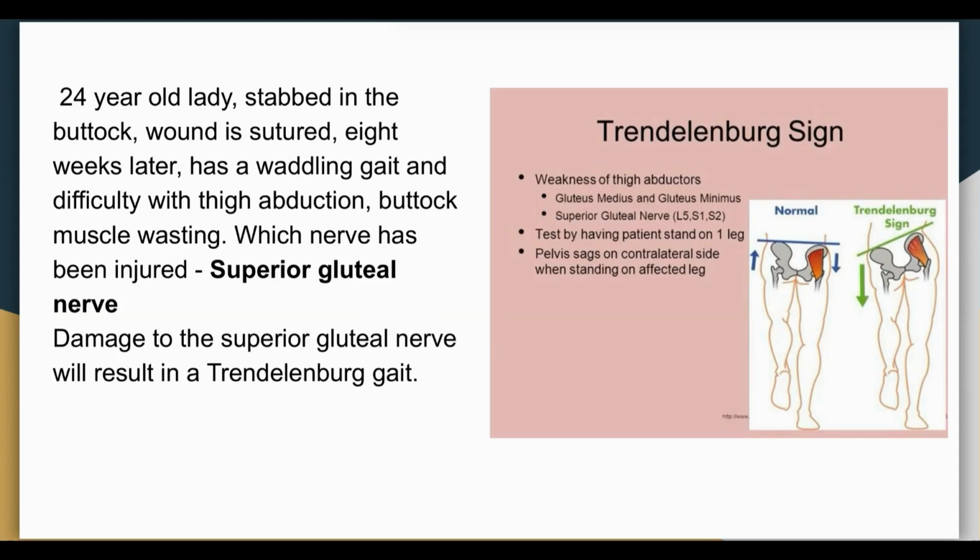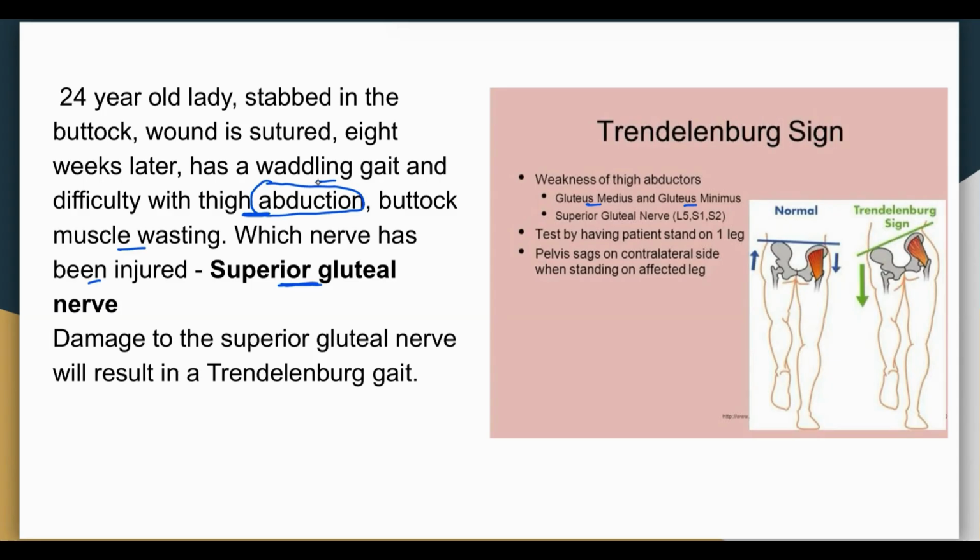So a 24-year-old lady got stabbed in the buttocks, the wound was sutured, and 8 weeks later she had a waddling gait and difficulty with thigh abduction, buttock muscle wasting as well. So which nerve has been injured? So we have discussed that the superior gluteal nerve is going to innervate gluteus medius, minimus, and tensor fascia lata.